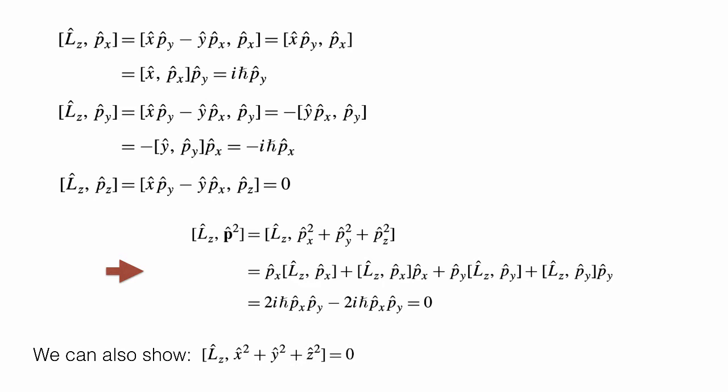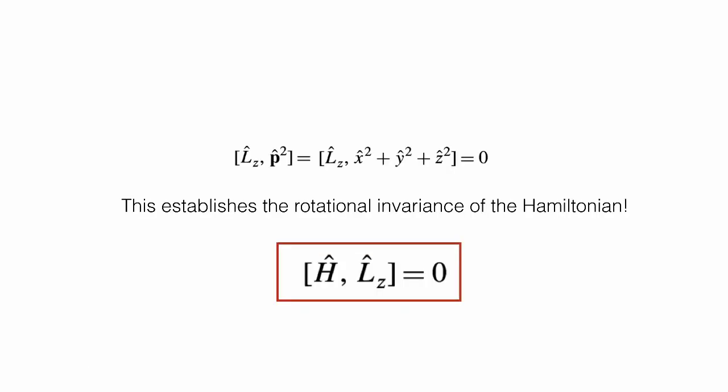So when we're done, we find that LZ commutes with p squared, LZ commutes with r squared. Therefore, the Hamiltonian and LZ commute. So this is what we mean by rotational invariance of the Hamiltonian. Again, an extremely important result, because that means that we can find a set of eigenstates that diagonalize both H and LZ at the same time.